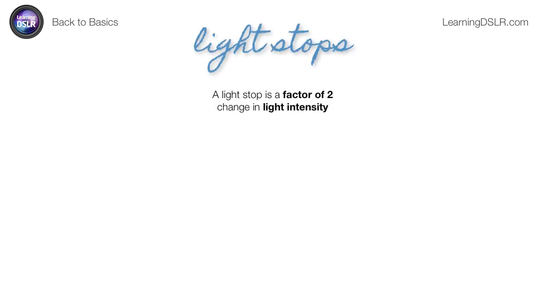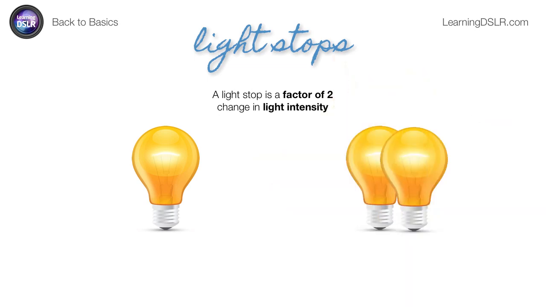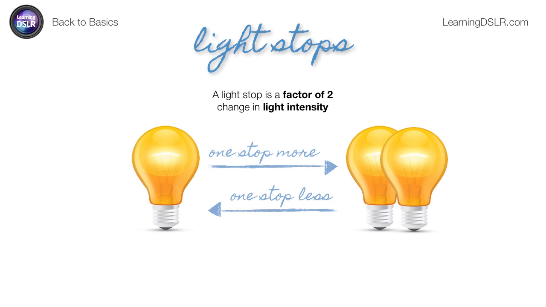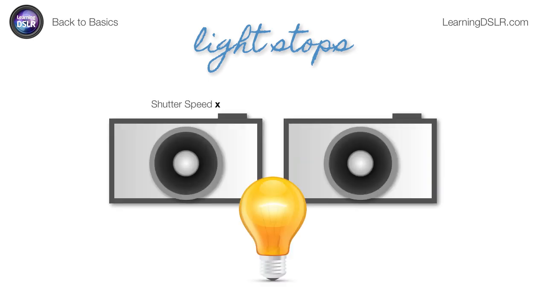Now let's talk about a light stop. A light stop is a factor of 2 change in light intensity. So let's just talk about a simple example, such as having a light bulb in front of your camera. If you wanted to double the light, you would have 2 light bulbs. But it also works in the other direction. So when we double it, we say that we've got 1 stop more of light, but we can also say that we have 1 stop less. So it's not just doubling, it's a factor of 2 change.